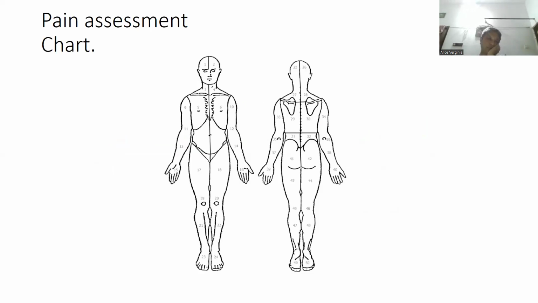This is a pain assessment chart. Many places use it. One is the front side, the other one is the back side. Wherever there is pain, you have to mark it or shade it to show where the patient is having the pain, maybe in the front or in the back. And then you can write down the type of pain the patient is having, the quality of pain.